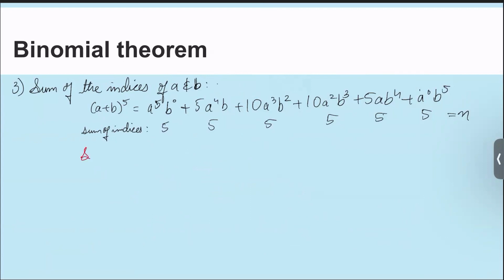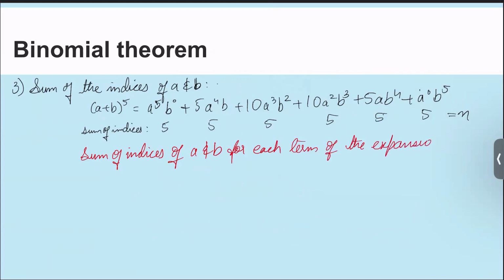So you can write that the sum of the indices of a and b for each term of the expansion will be equal to n, the actual power, the actual index that we are using for the expansion. This is the other observation that we see.